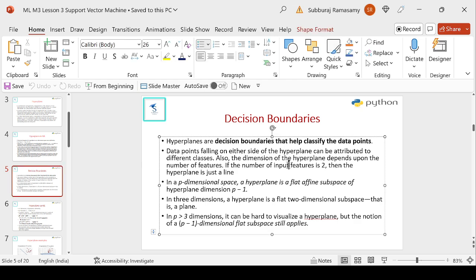I would say number of output features, not input features. Input features can be anything. If the number of output features, or response variable, is 2, then the hyperplane is just a line.